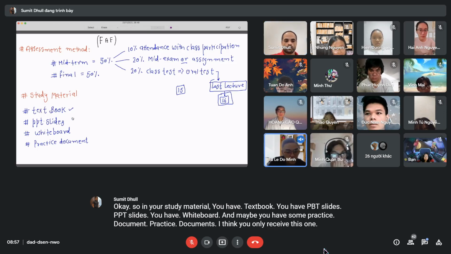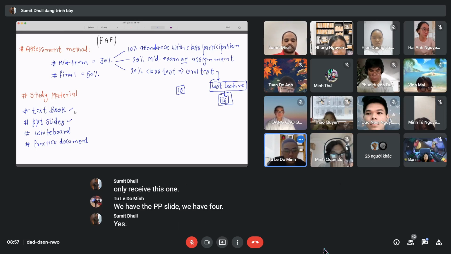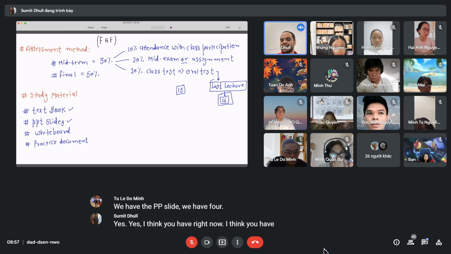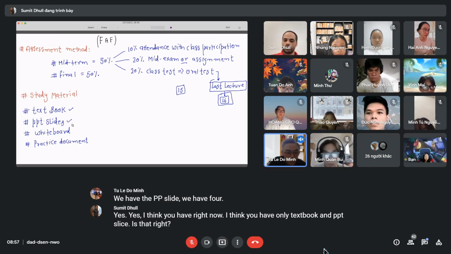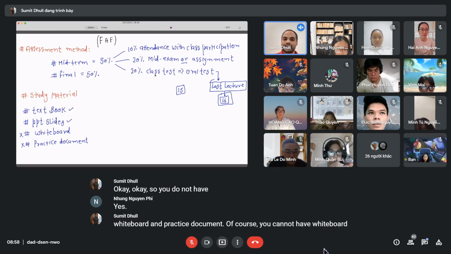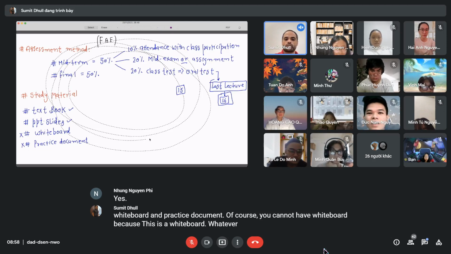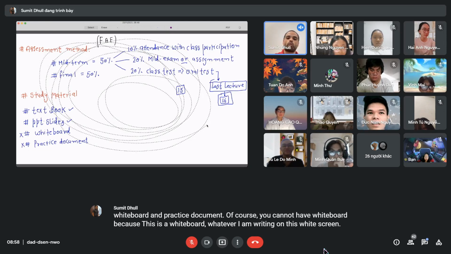We have the PPT slides. Yes. I think right now you have only textbook and PPT slides. Is that right? Yes, that's right. Okay, so you do not have whiteboard and practice document. Of course, you cannot have whiteboard because this is a whiteboard. Whatever I am writing on this white screen, this is a whiteboard.